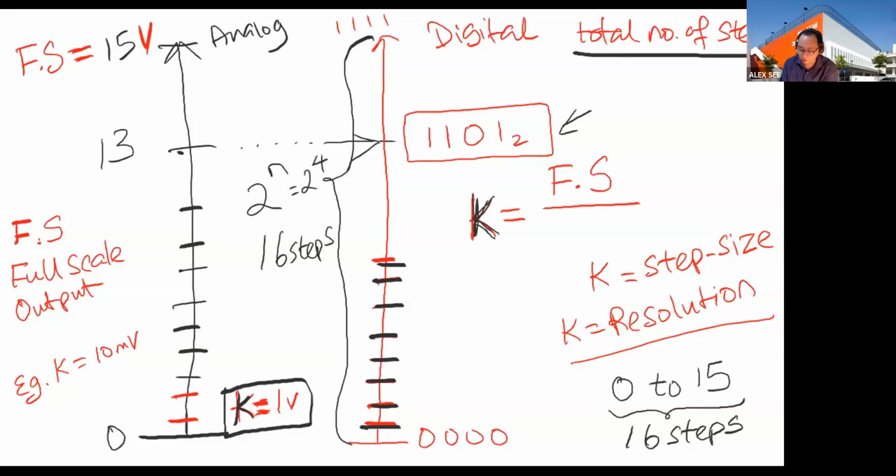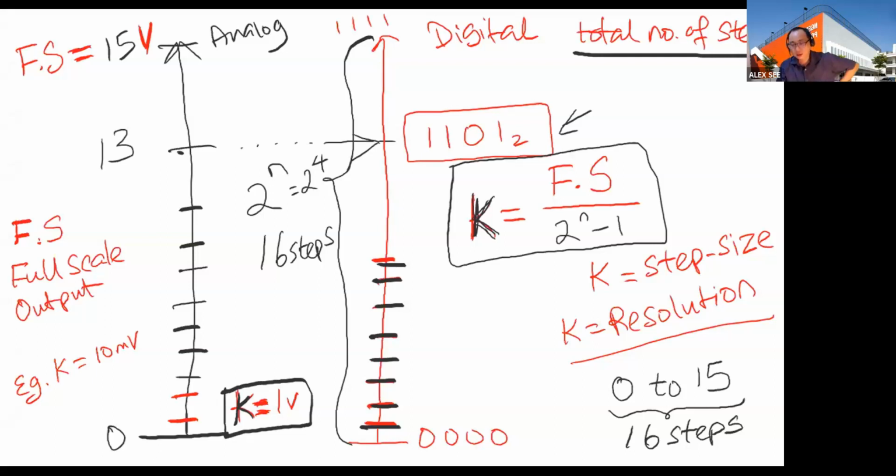So the takeaway for tonight maybe is that you first of all get yourself familiar and comfortable with this concept. K is called the step size, or the resolution. It is equal to the full scale, which is the analog quantity, in this case let's say 15 volts, divided by 2 to the power of n minus 1. Does it make sense? I hope you all may try to understand.